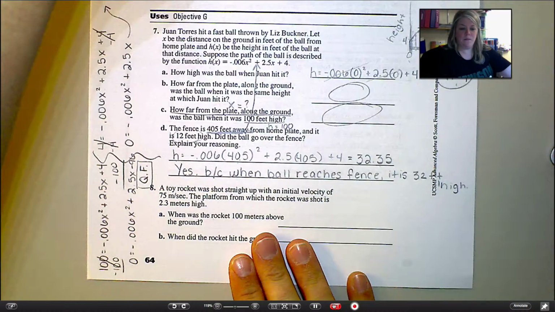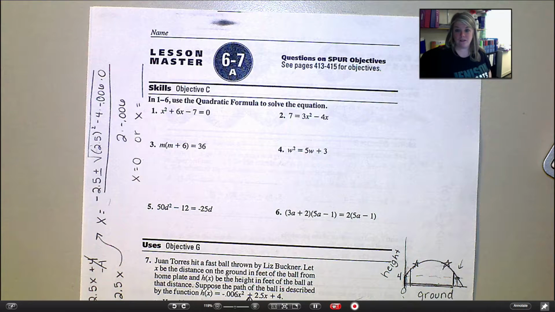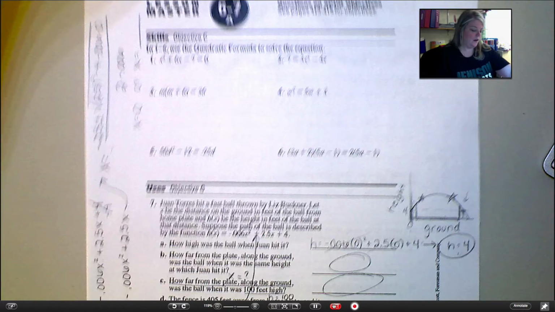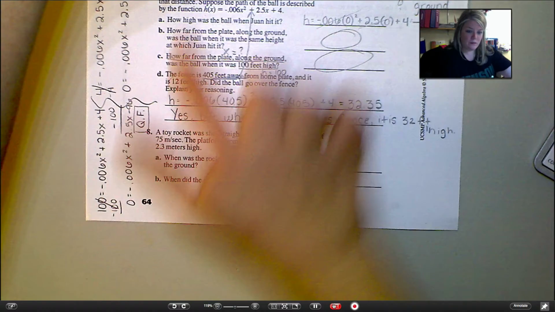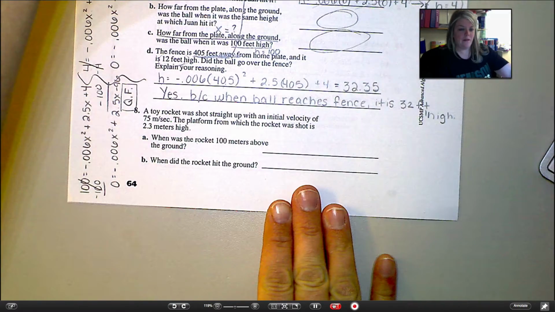Hi guys. Let's take a look at number 8. This is from Lesson Master 6-7A. So this is from the Lesson Master packet that you took home with you yesterday and are working on over the weekend. And in my previous video, I worked through number 7. So that's all these scribbles that you see out here on the outside. I'll use a different color to go through number 8. That way we're not confused.